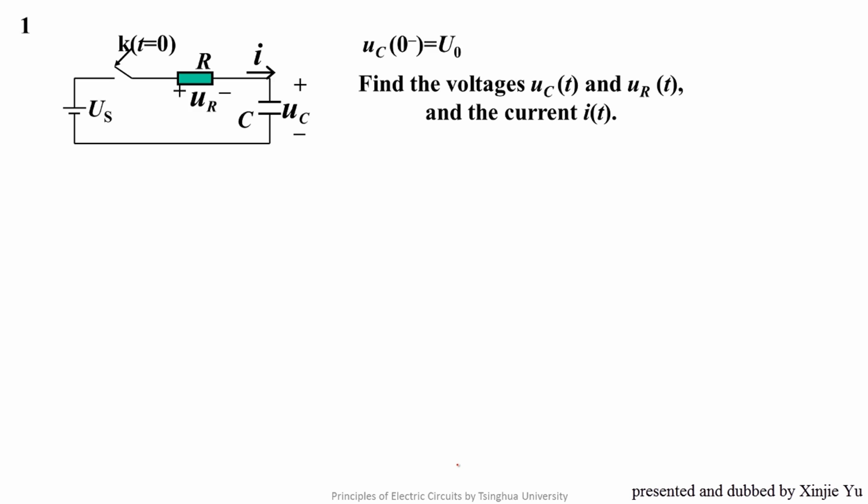Well, we'll use 3 examples to introduce how to solve circuits with the 3 elements method. For such a simple circuit, we should find the voltage UC, UR, and current I with the 3 elements method easily. The given condition is UC(0-) is U0. We will list the 3 elements of UC, UR, and I respectively.